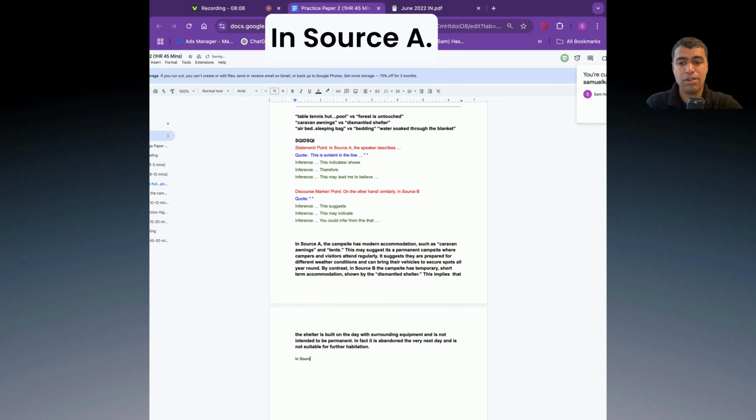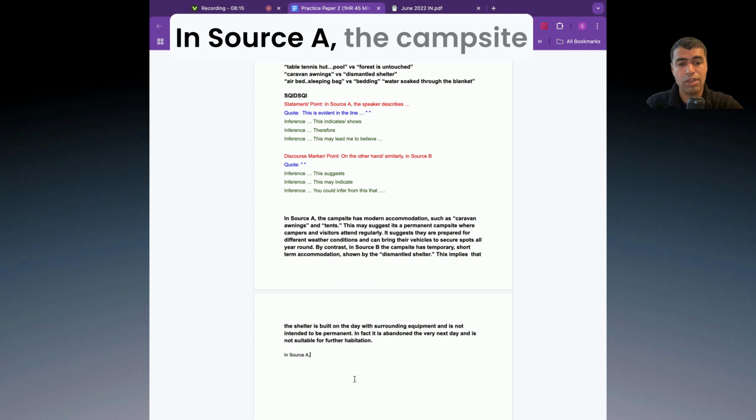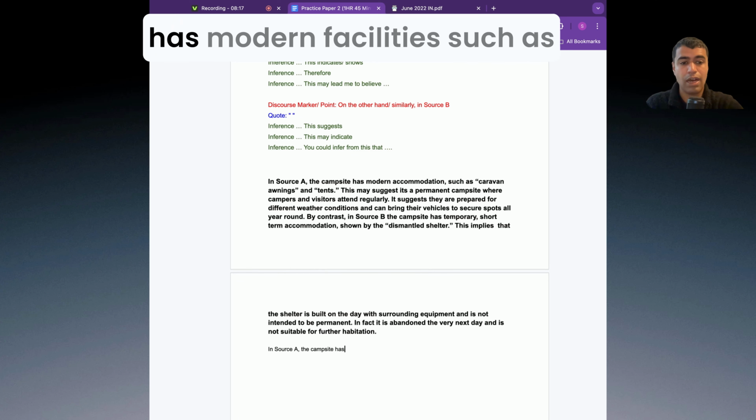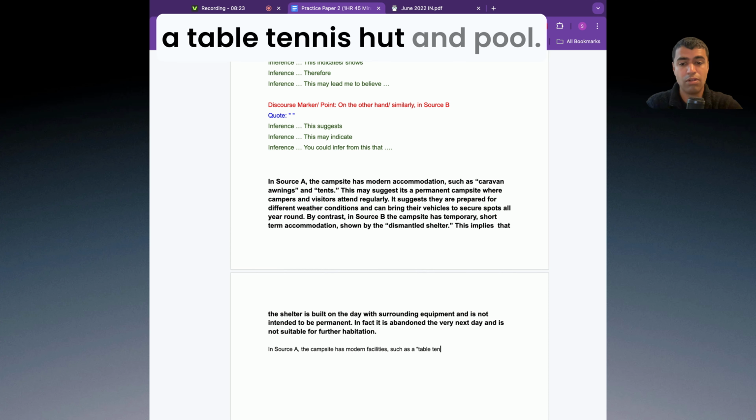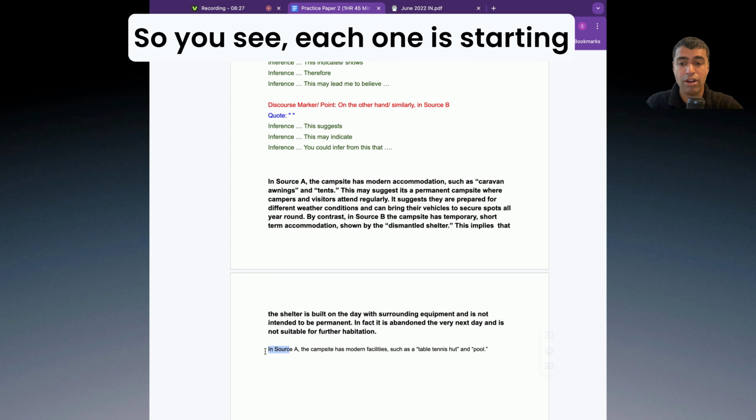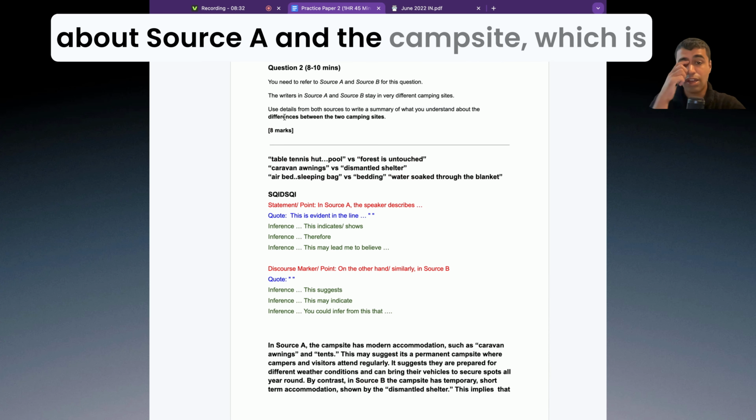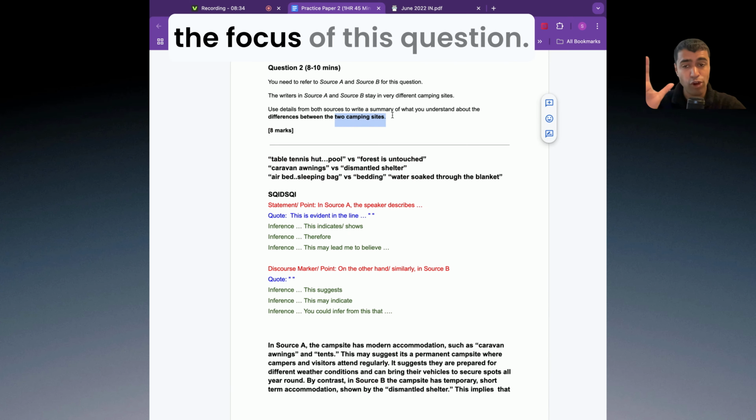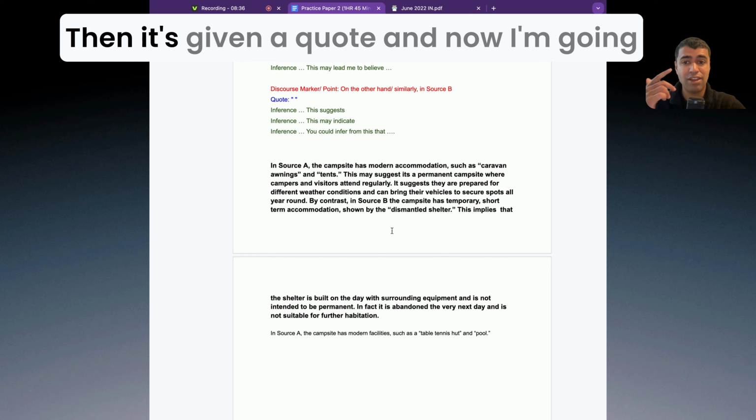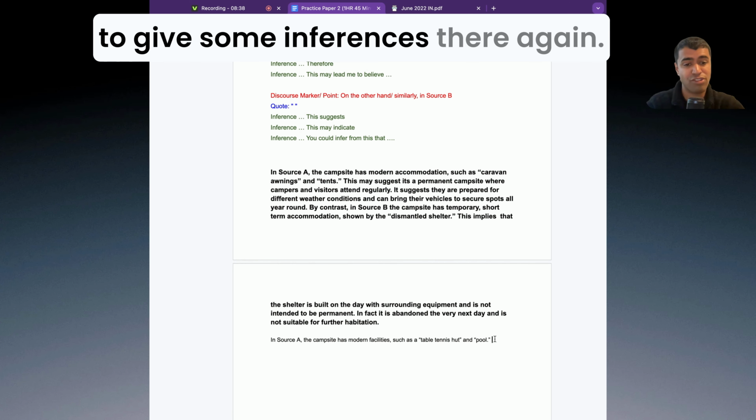In source A, the campsite has modern facilities, such as a table tennis hut and pool. So you see, each one is starting with a statement about source A and the campsite, which is the focus of this question. Then it's given a quote, and now I'm going to give some inferences there again.